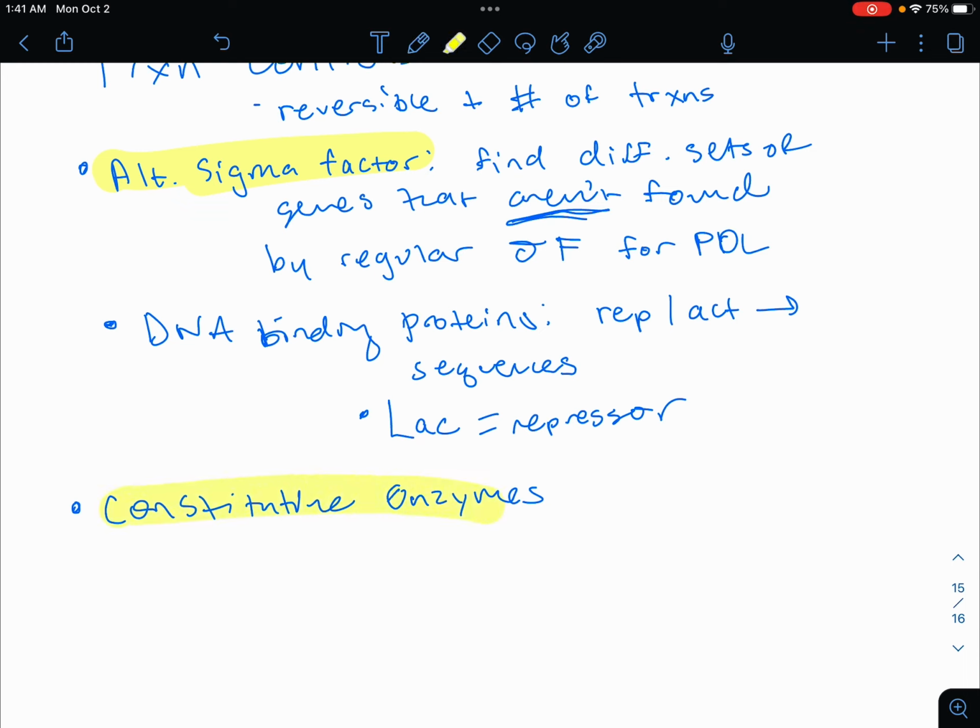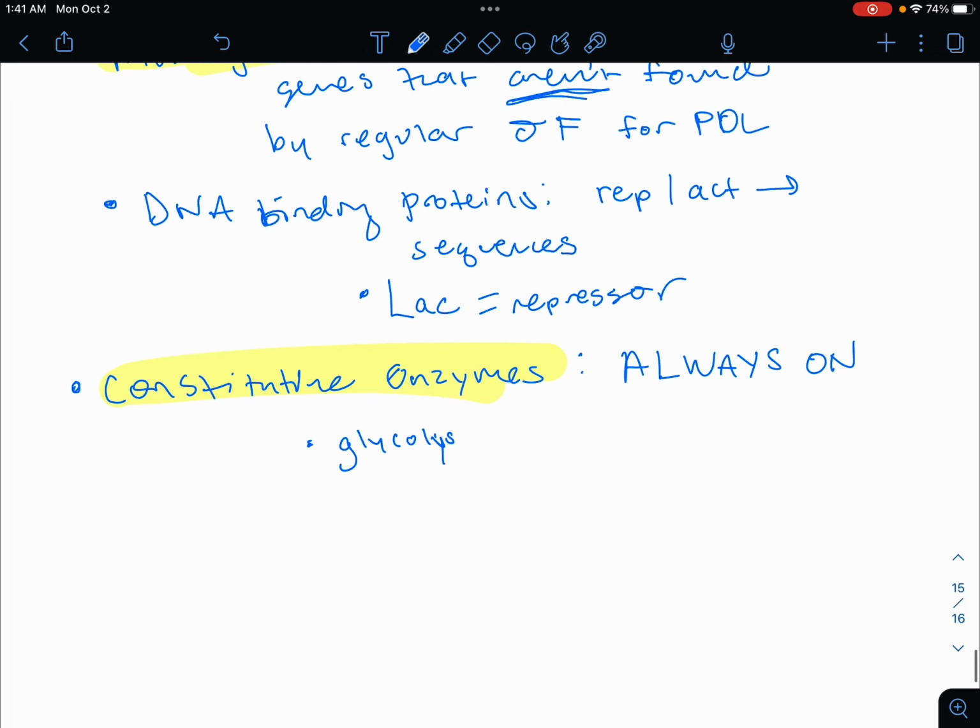Alrighty, we also have constitutive enzymes. What these do, they're always on. So these are enzymes that are always going to be synthesized constantly. Usually they are metabolism related. So glycolysis enzymes. I spelled that incorrectly. Sorry about that. I'm running on like 5 or 6 hours of sleep. So these are going to be always on enzymes. These are going to always be synthesized.